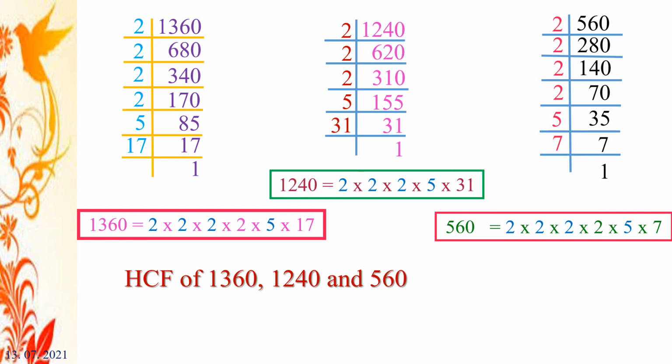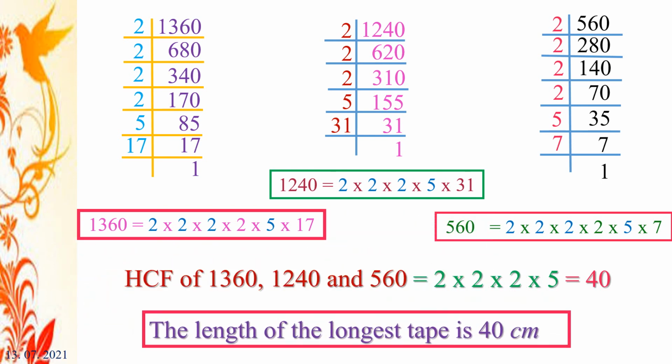Now we are going to write the common factors. That means we can find the HCF of 1360, 1240 and 560. Write all the common factors, that are 2 multiplied with 2 multiplied with 2 multiplied with 5. When you multiply the common factors, we will get the HCF. So we will get 40. The length of the longest tape is 40 centimeter.